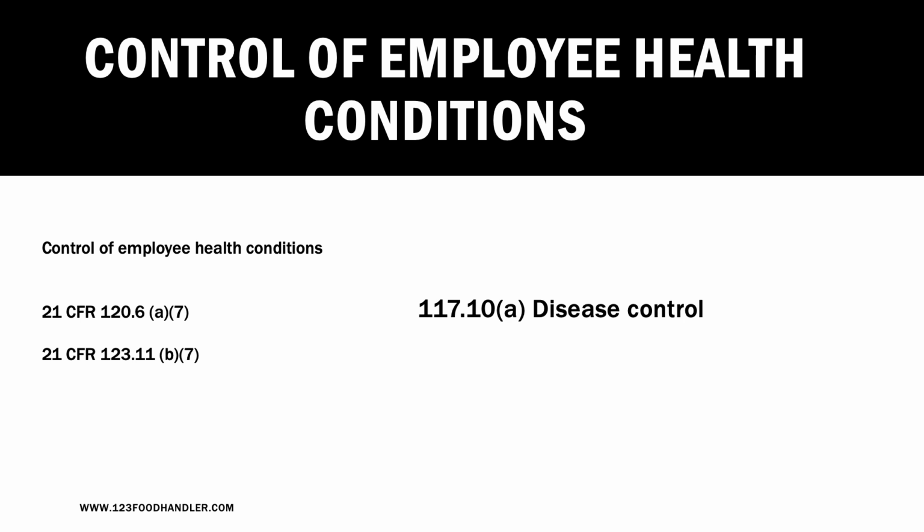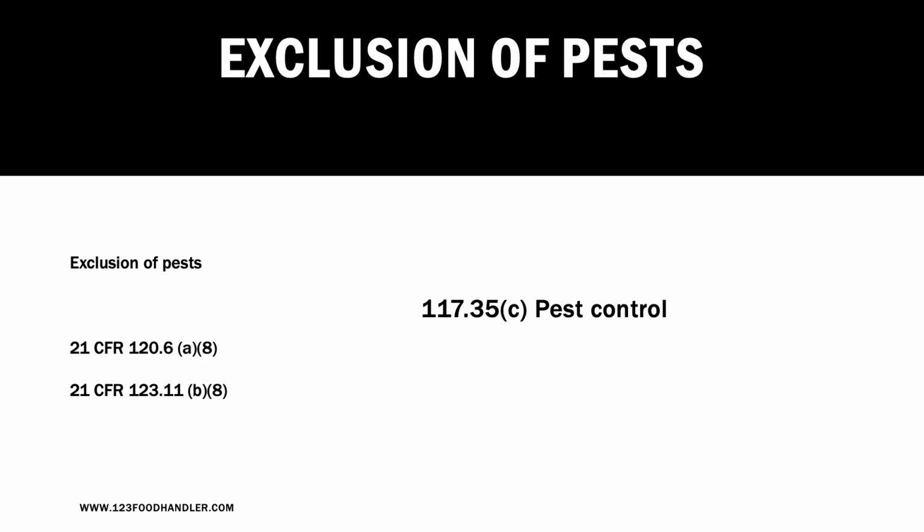And you can see here 117.10A talks about disease control. And last but not least, number 8, exclusion of pests from the plant or the facility. Exclusion of pests is covered in 120.6A8 and 123.11B8. And again, we need to look at 117, see where pests are mentioned, make sure we're managing that. I've highlighted one for you here. 117.35C covers pest control. Check it out.